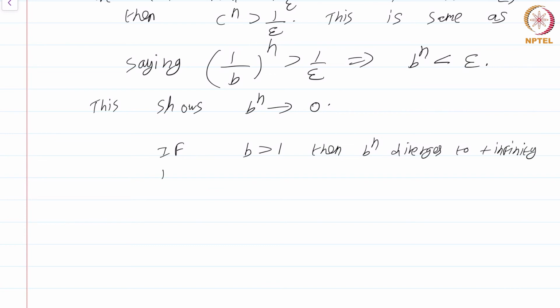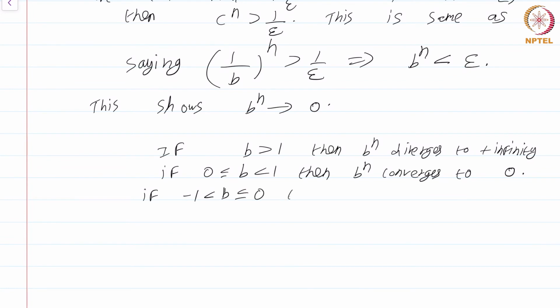If 0 ≤ b < 1, then b^n converges to 0. Now if -1 < b ≤ 0, then b^n again converges to 0. Why is this? Well, I'm going to leave it to you as an exercise.